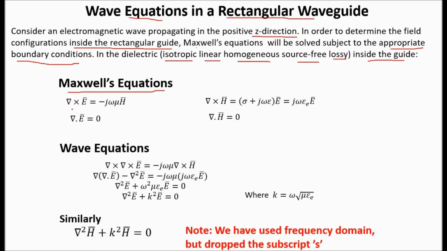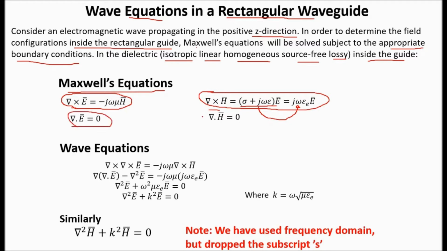Therefore, the Maxwell's equations will be: curl of E equal to negative j omega mu H. Curl of H is equal to (sigma plus j omega epsilon) E, where sigma plus j omega epsilon can be replaced by effective permittivity or complex permittivity, and we can write j omega epsilon_e times E. Divergence of E equal to 0, divergence of H equal to 0.